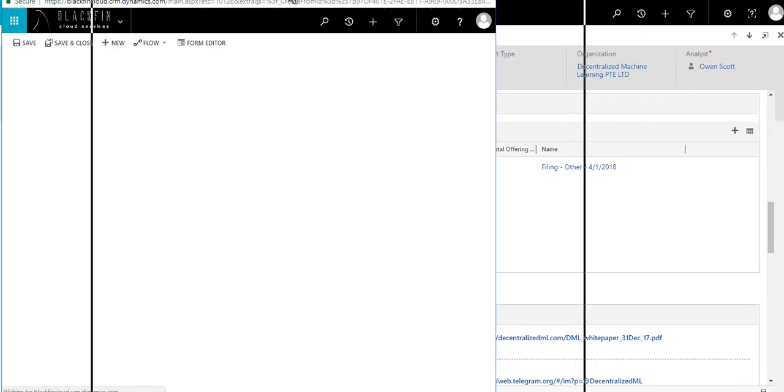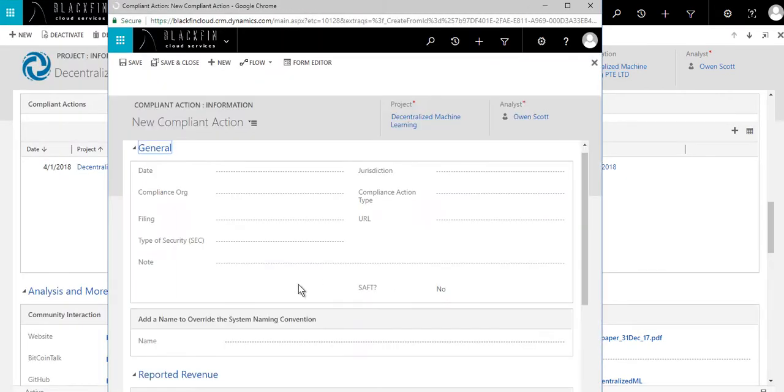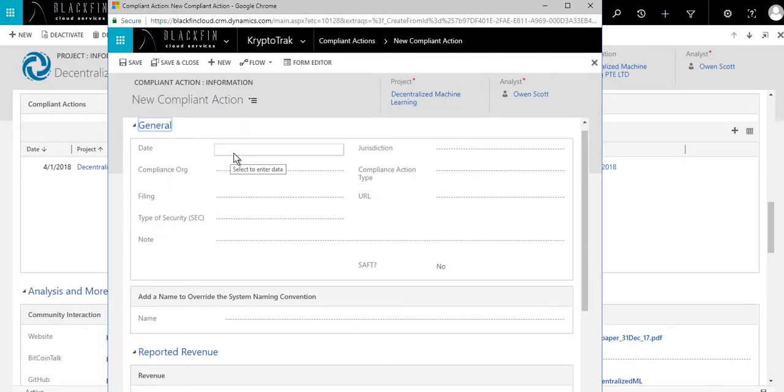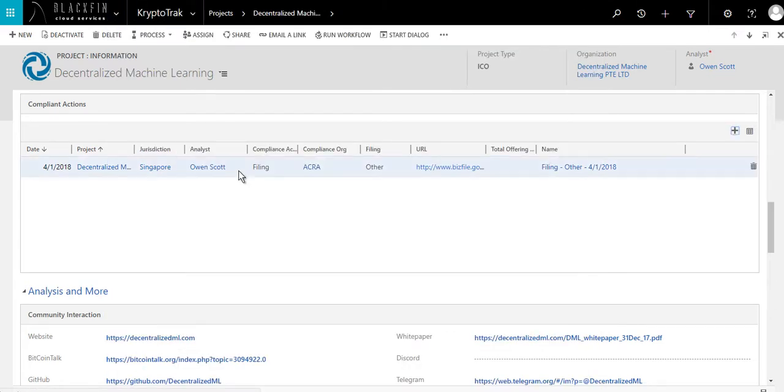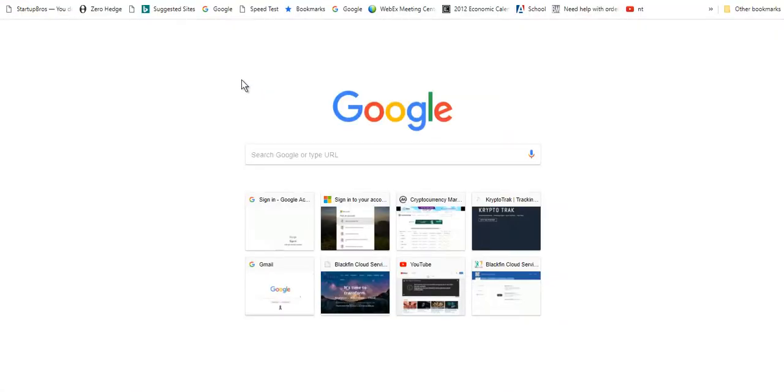I'm going to go ahead and add one. I'm going to kind of make stuff up, everybody, guys. So what's cool about, actually, you know what I'm going to do? I don't think I have Filecoin in this instance. Filecoin did a nice filing. Let me show you how this could go.